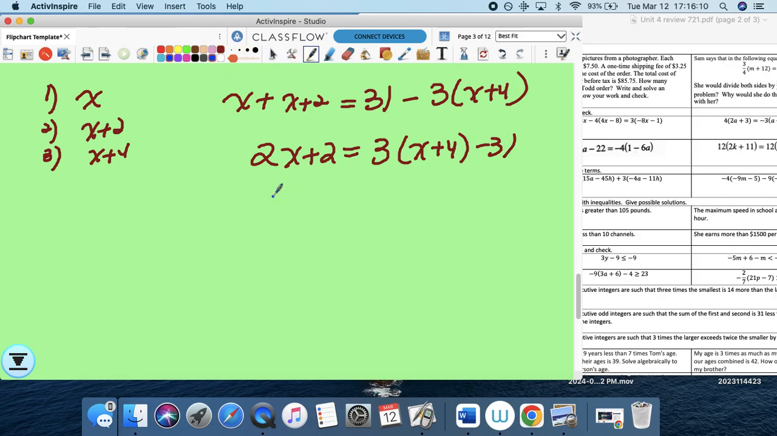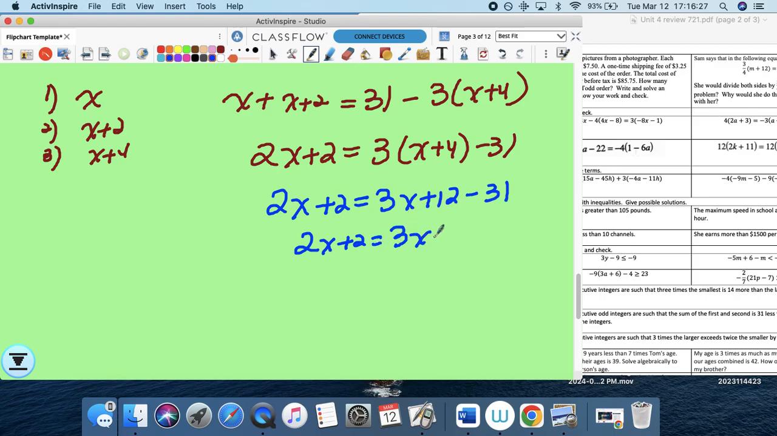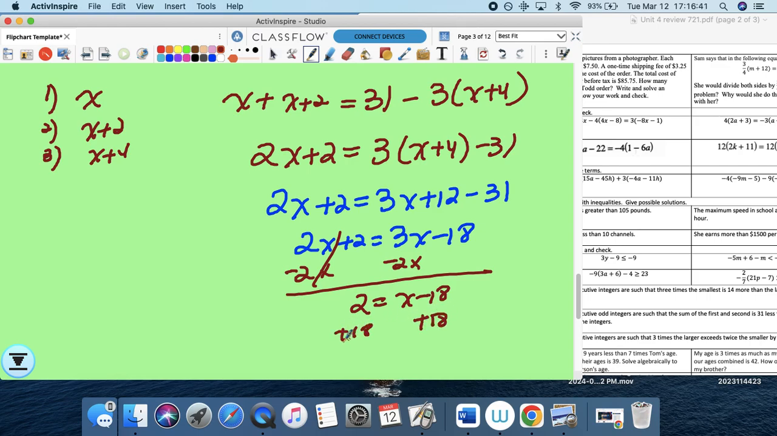Okay, now we're ready to solve. 2x plus 2 equals 3x plus 12, distributed properly, minus 3, minus 31 or 3? It's 31. Combine like terms. Nothing here, but on the right side I can combine 12 and minus 31, which gives you negative 19. You have variables on both sides. Let's get rid of the 2x, so minus 2x, minus 2x. That goes away. I'm left with 2 equals x minus 18. We're going to do plus 18 on both sides. And I think I made a mistake. Let me just go back here.